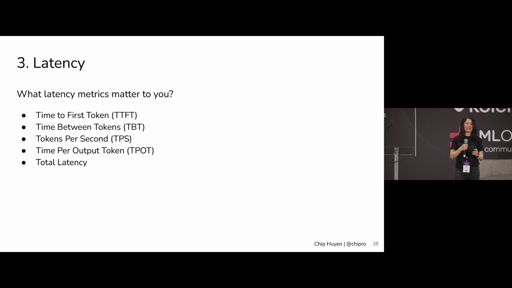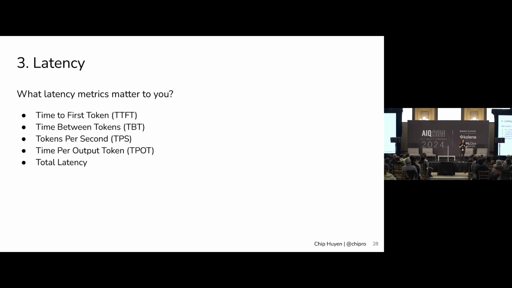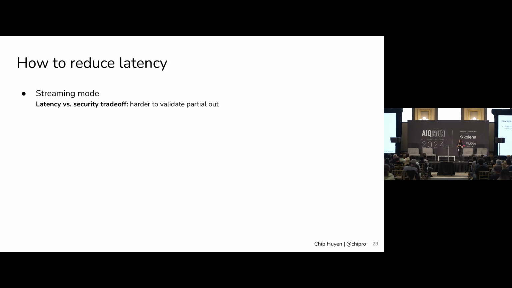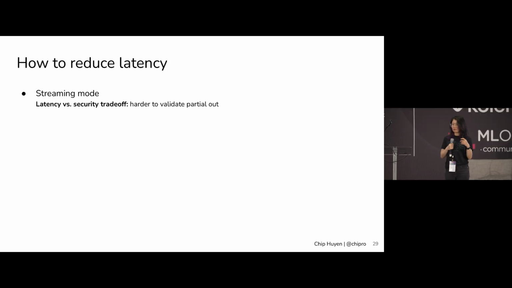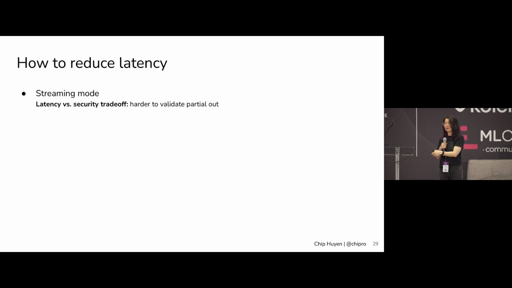Ever since people have been having internet, we've been thinking about how to get things faster and faster. So a lot of those latency solutions we can use for this. But there's also newer solutions. For example, streaming mode. When you use OpenAI or Anthropic, instead of waiting for the whole response to complete, you can just show users one token at a time.